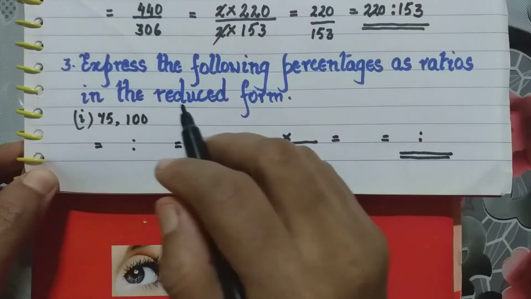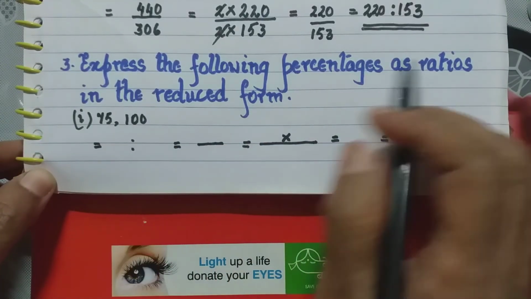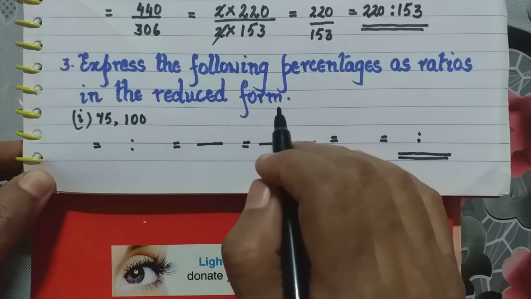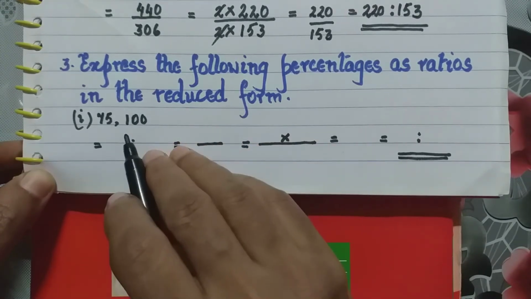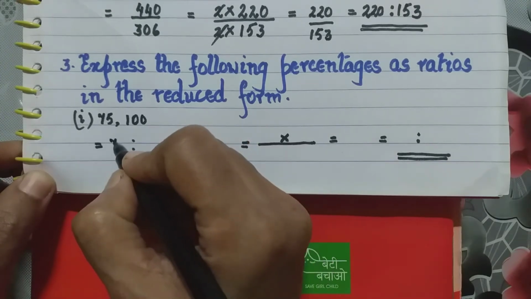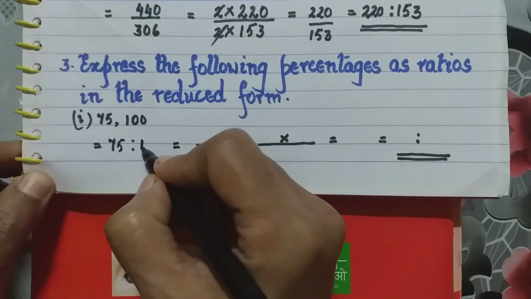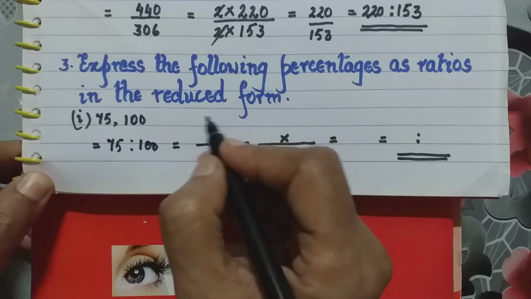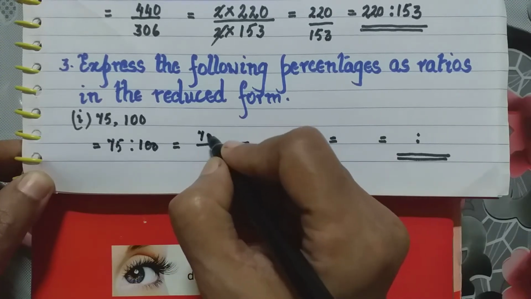The third question: express the following percentages as ratios in the reduced form. Now 75 and 100 is given. First we write it as 75 is to 100. We are supposed to reduce it, so write it as a fraction.